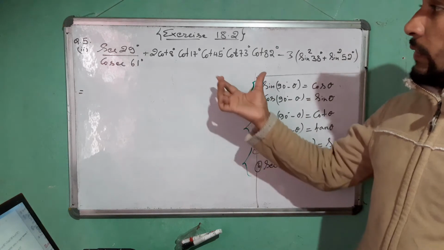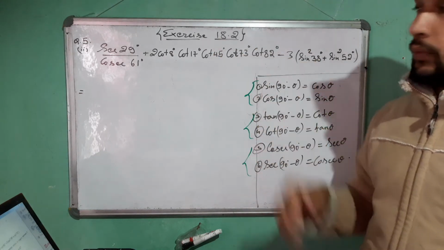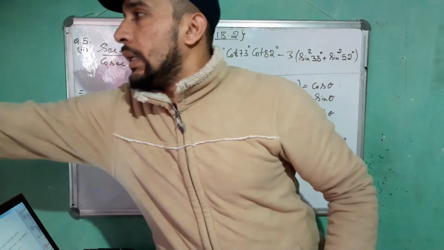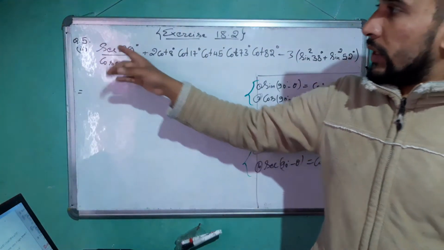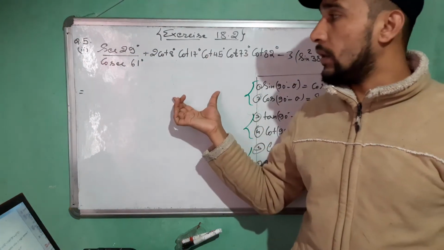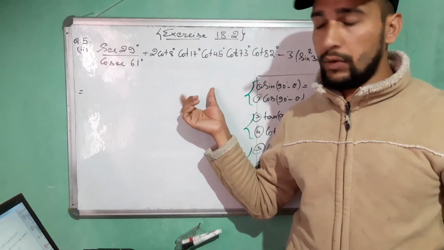In today's class, we will continue this exercise 18.2 up to question number 5, number 1 we had completed in the previous class. In today's class, we will be doing from question number 5, number 2. This exercise is based on complementary relations of trigonometry.